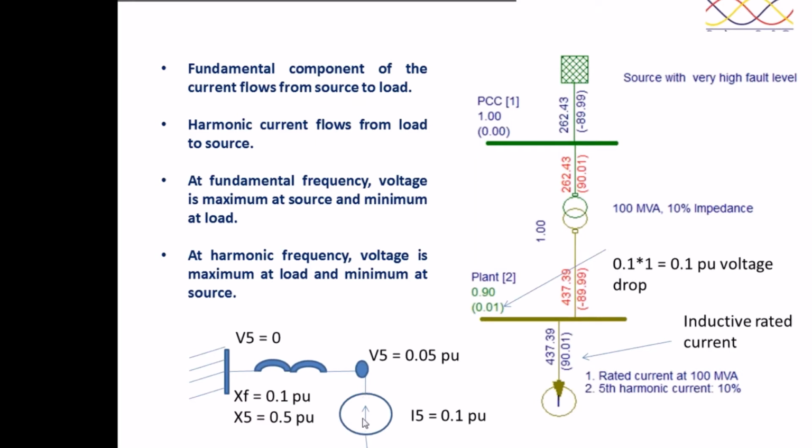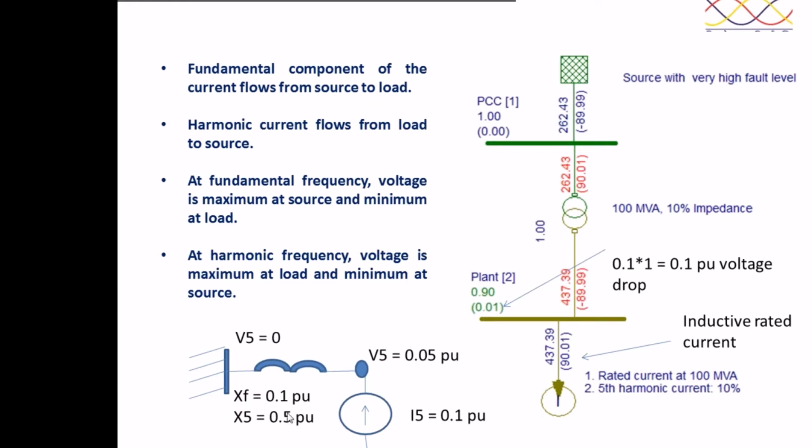You are injecting the fifth harmonic current which is 0.1 per unit. This is the advantage of working with the per unit calculation. Very simple, so that you can just multiply. But I always suggest try to have a feel for the actual numerical values also. Therefore, when you are injecting fifth harmonic current of 0.1 per unit here, at the fundamental frequency, the impedance is 0.1 per unit, because 10% is 0.1 per unit.